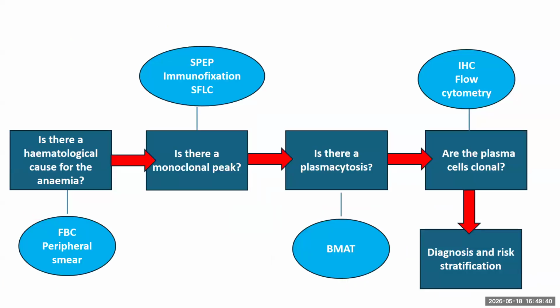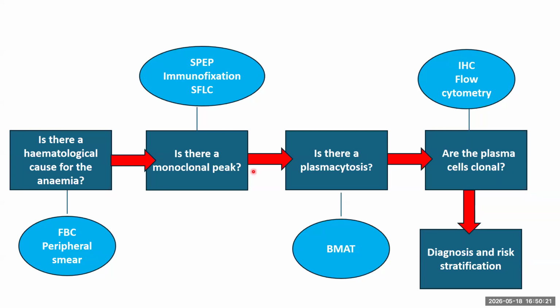So this is just to summarize the process of how we came to this diagnosis. Based on the clinical history and examination of the fatigue, conjunctival pallor, and the lytic lesions, we had to ask ourselves if there's actually a hematological cause for the anemia. For that, we did the FBC, which showed us a macrocytosis. But we confirmed that it was not a true macrocytosis based on the peripheral smear, where we found that it was the rouleaux that created this false macrocytosis.